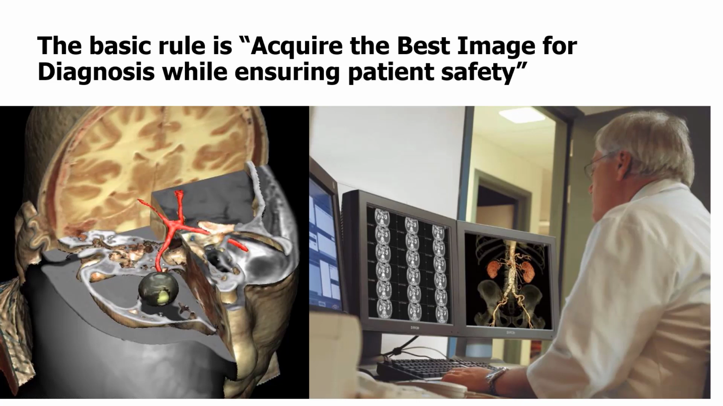The basic rule for radiologic technologists is to acquire the best image for diagnosis while ensuring patient safety. The radiologic technologist must know of any safety issues with the acquisition of the images that they are taking on the patient, and what the diagnostic images are that the interpreting radiologist is seeking to view. This takes a great amount of problem-solving skill and knowledge to come up with a technique and a position that will work to create the image that the radiologist is seeking to interpret.